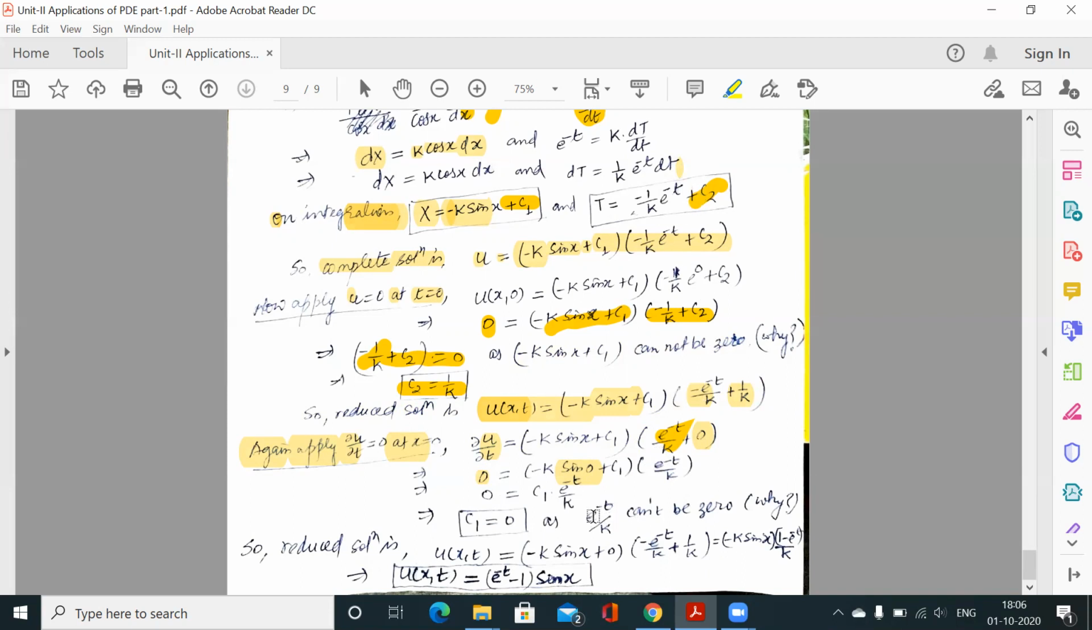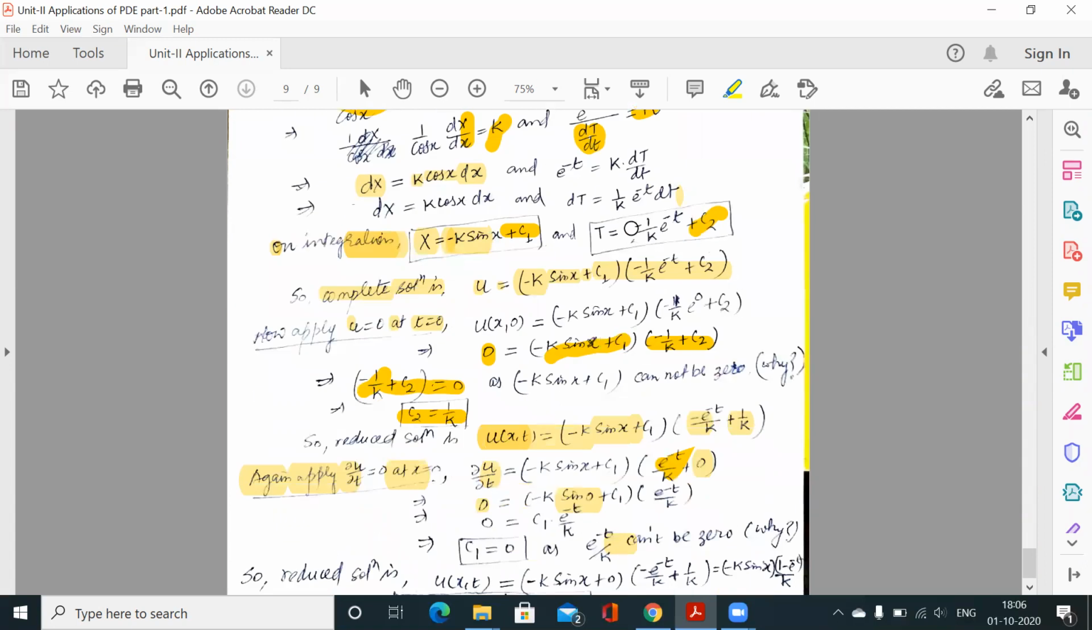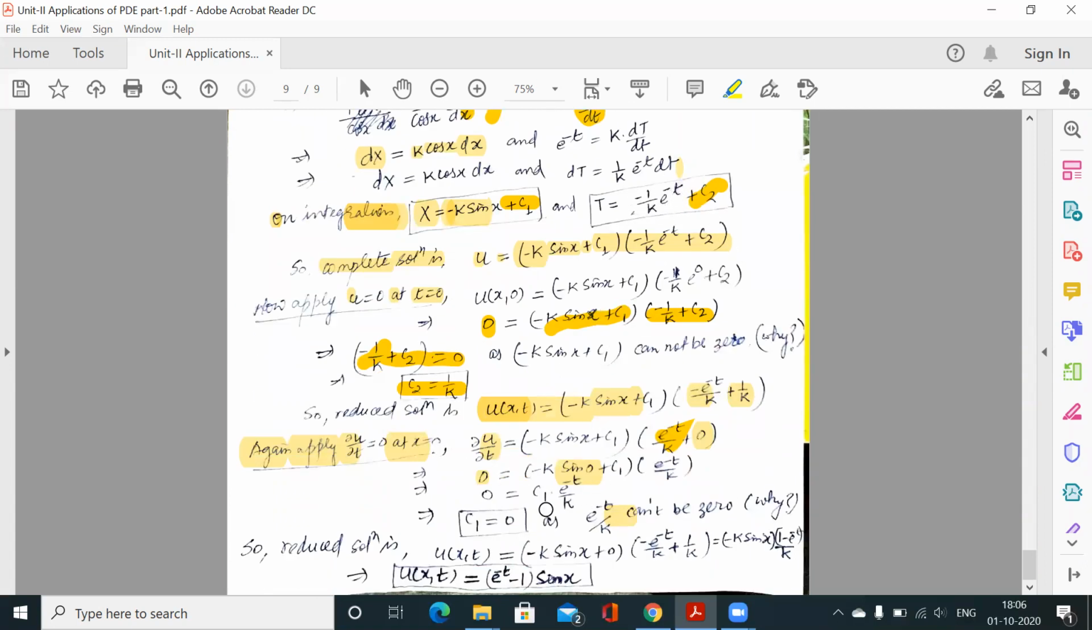So this cannot be 0. Why? Because if this is 0, then t is equal to c2, meaning simply t is equal to one constant. So t is not any variable. But we have considered that u is a function of t, and t is an independent variable. So in this way we cannot take this as 0. So what possibility is left? Only the possibility that this is 0. So this is 0 means minus k sin 0 plus c1 is 0.